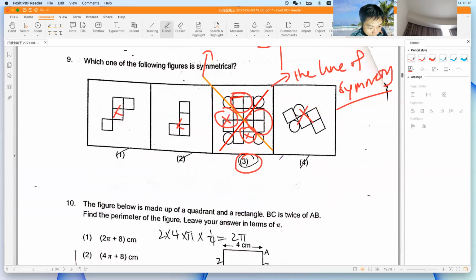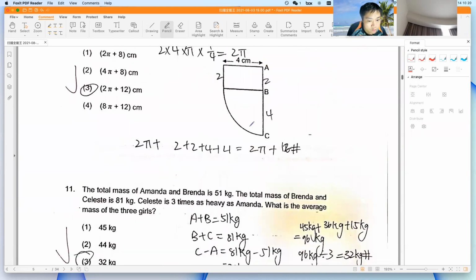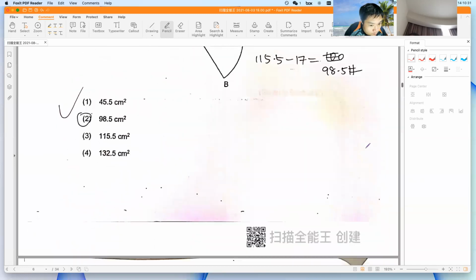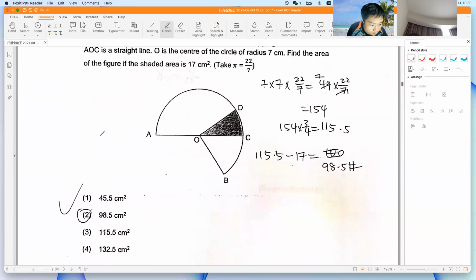Okay. Next, 10. This question is very simple. So this is a quadrant. So write down 1/4 times the circle. Okay, 11 is okay, 12 is okay. So this is also quite simple. You have a quadrant here.